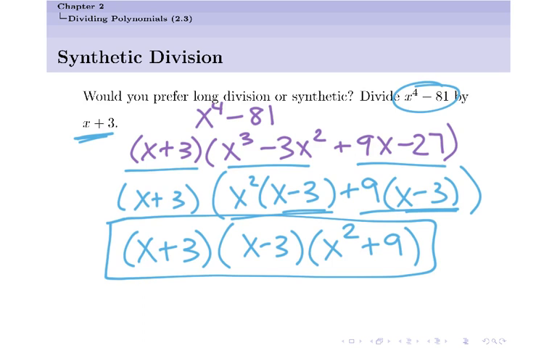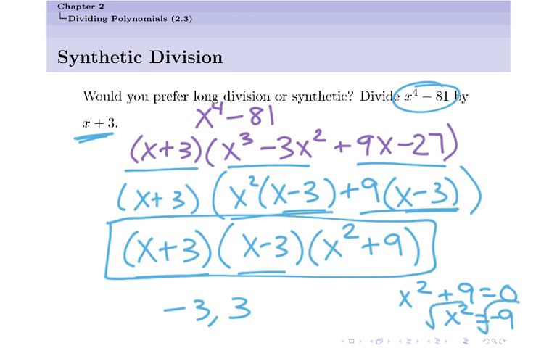If I was asking you for the zeros, you would set this equal to 0, you'd get negative 3. Set this equal to 0, you'd get 3. Set this equal to 0, and you get x squared equals negative 9. Try to take the square root. There are no real number zeros that come out of here, so there's actually only 2 zeros for this polynomial. So if you were to graph this polynomial, you would see that it hits the x-axis only twice.